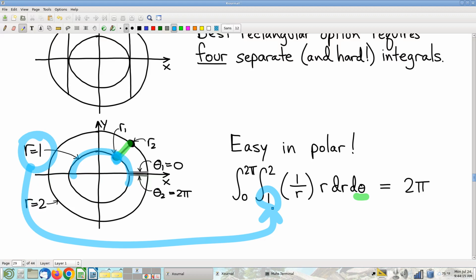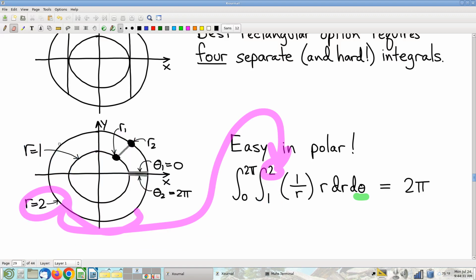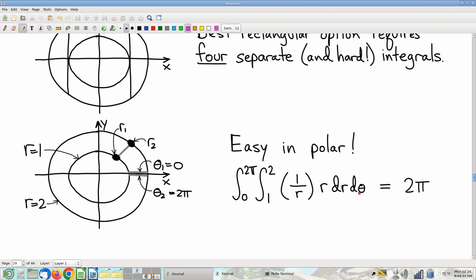Okay, let's see. So there's the lower bound. The upper bound is going to come from that point, which is on this curve, which has this equation, in which it's easy to solve for r. Upper bound 2, and we're done setting up our polar coordinate integral to represent this. And a couple of nice things happen. For one thing, there's a nice cancellation there. The r is canceled. No problem.